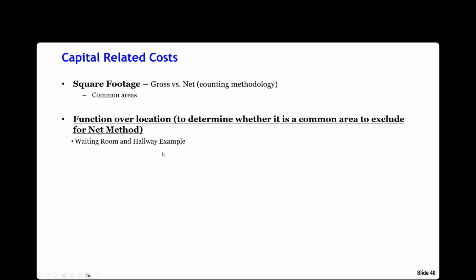Now, I'm not going to go into this argument, but it's function over location. This is basically the explanation for why waiting rooms in general, no matter where they're located, they functionally are a common area and they're excluded. Same with the hallways, with the few exceptions of those that are closed into that department. They can only be used by that department. That's the only real exception to the hallways.